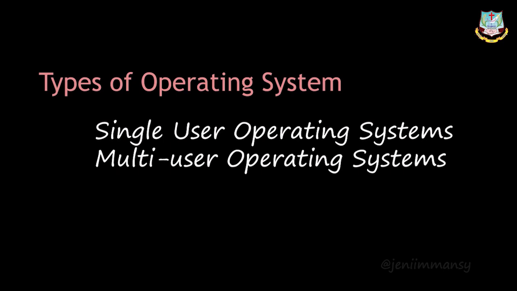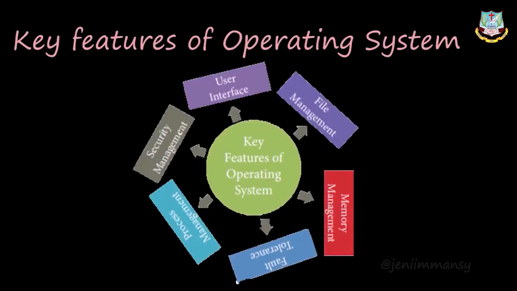Okay, next one is key features of operating system. When you see this diagram you can understand: user interface, file management, memory management, fault tolerance, process management, and security manager are the key features of an operating system. First we'll see what is user interface. User interface means the user is connected with the computer using this operating system. That is what user interface is.